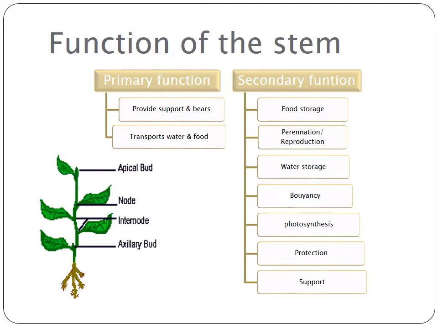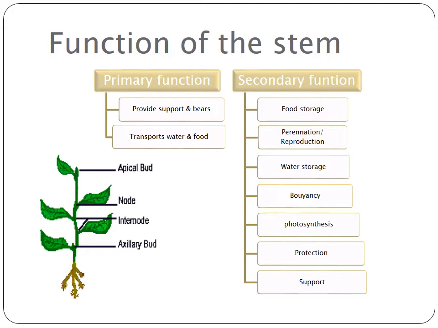The stem has two functions: primary function and secondary function. The root also has two functions, primary and secondary. Similarly, the stem also has two functions. In the primary function, first of all, it provides support and bears. Second, it transports water and food. Of course, the root absorbs the water and food, but transportation is done by the stem.